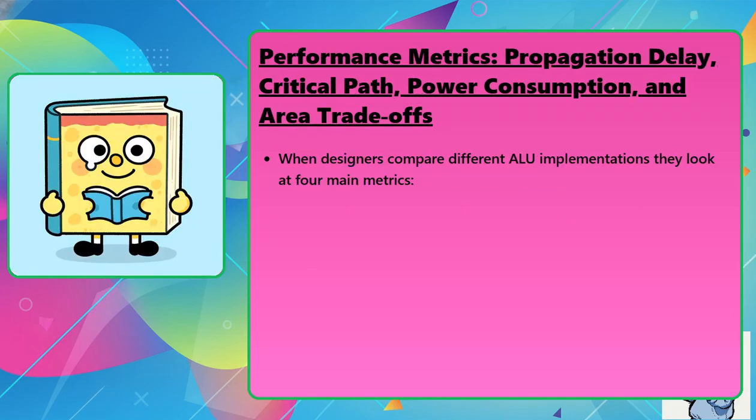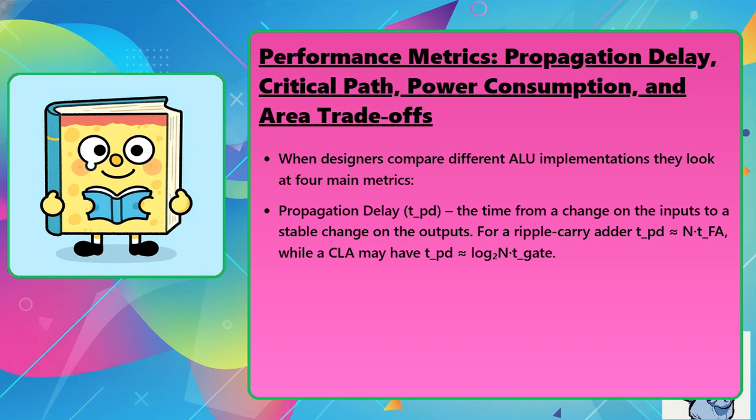When designers compare different ALU implementations, they look at 4 main metrics. Propagation delay, T sub PD - the time from a change on the inputs to a stable change on the outputs. For a ripple carry adder, T sub PD is approximately equal to N times T sub FA, while a CLA may have T sub PD approximately equal to log base 2 N times T gate.